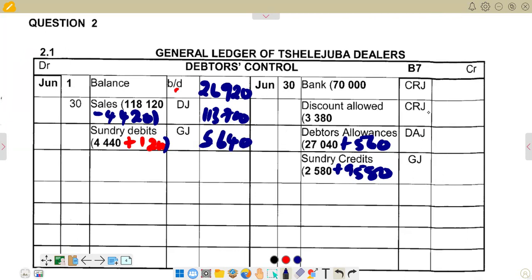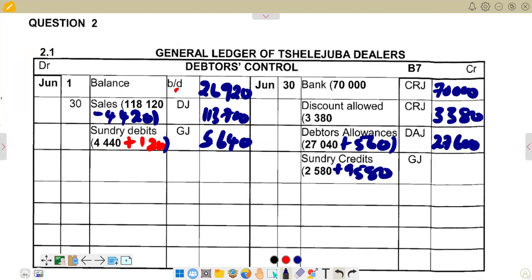Then you go to the credit side. On the first part there, we've got 70,000. It's not affected. So you're going to say 70,000. So you go to discount allowed. 3,308 again, there was no difference. There was nothing in terms of adjustments. So we're going to enter 3,308. Then on this one, we've got an adjustment of 27,040 plus 560. We get 27,600. So we're going to say 27,600.